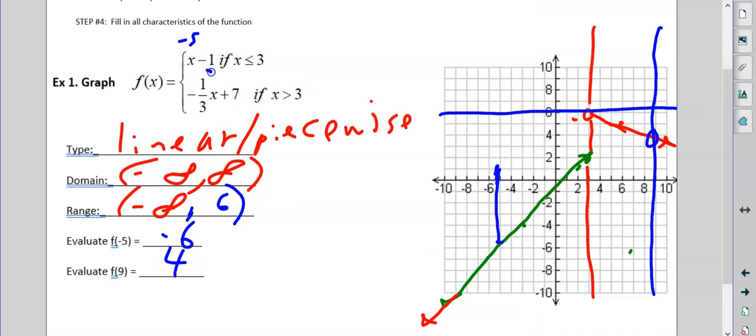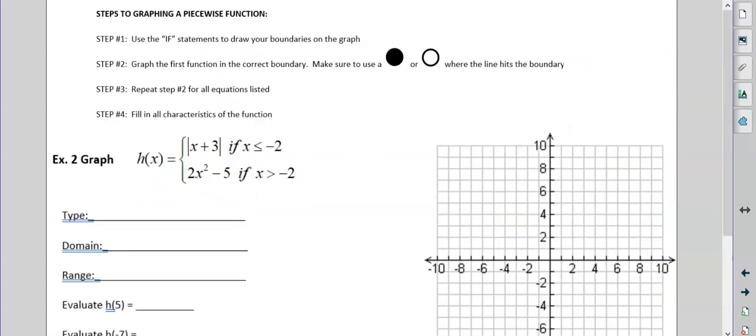Again, you could also plug in a 9 here. And that's 9 divided by 3 is 3. -3 plus 7 is 4. So your choice, a lot of different ways to do this. Whatever you're most comfortable with. And we'll talk about it in class, and you can ask questions.